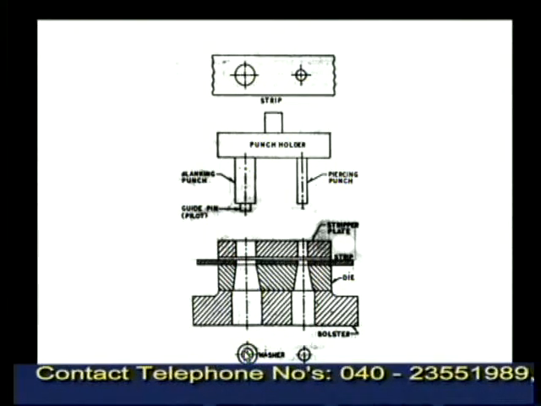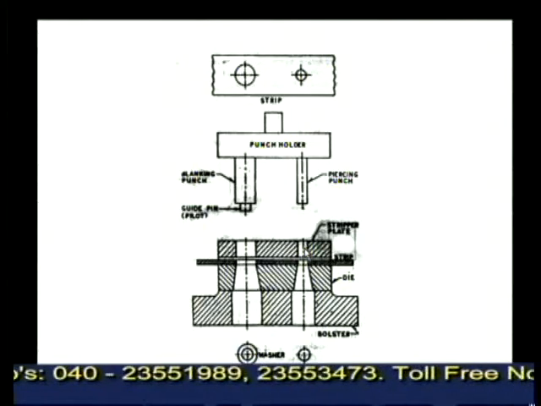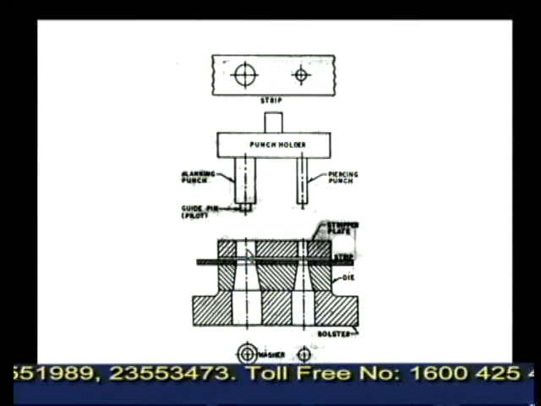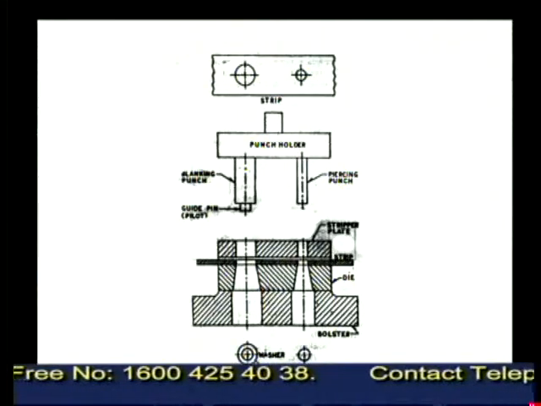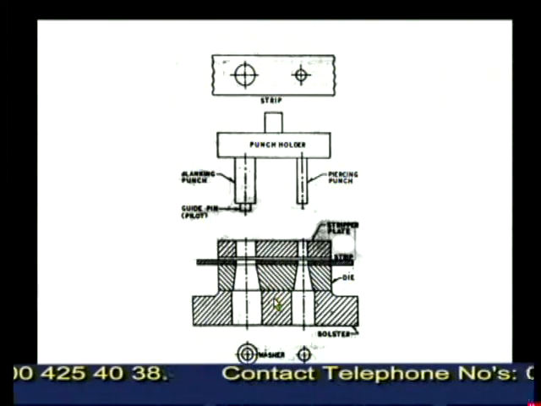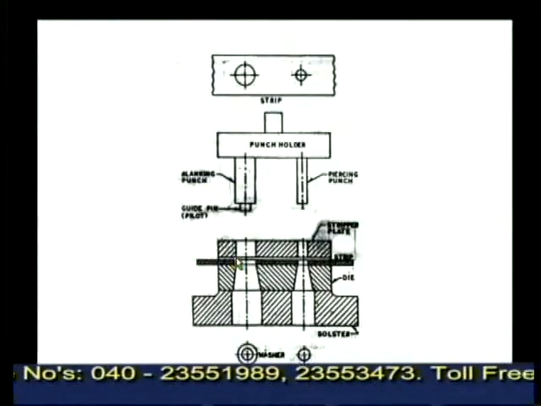So here two operations are carried out. One is the punching operation and the other is the blanking operation. As a result, a component can be manufactured by using a single die. Of course, it is completed in two stations.